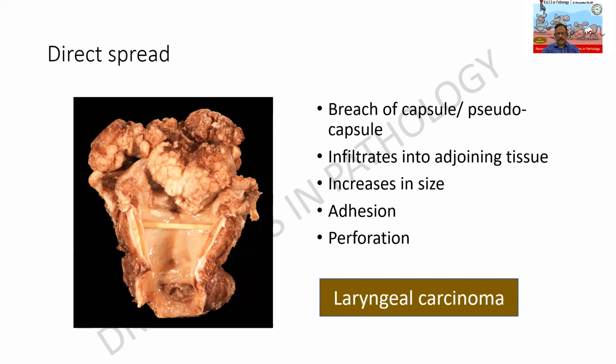It is applicable to all malignant tumors. So these are general features. The tumor enlarges, it breaches the capsule, it becomes adherent to the surrounding tissues, it can penetrate, it can perforate, there can be a fistula, etc. Laryngeal carcinoma is one example. Similarly, we find that a tumor of the upper esophagus can penetrate into the trachea.